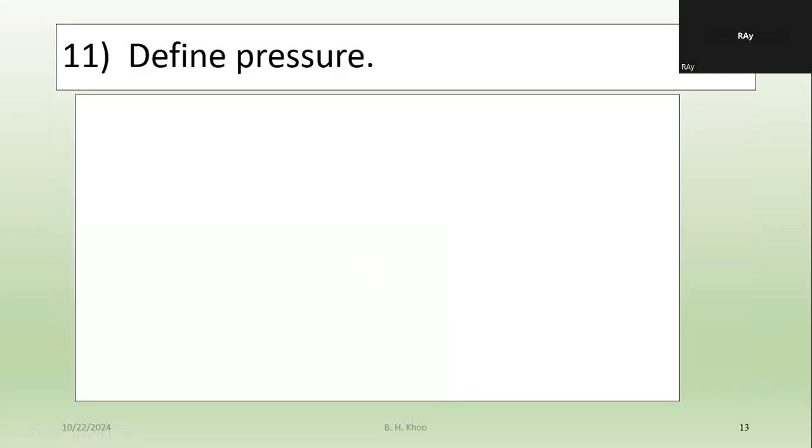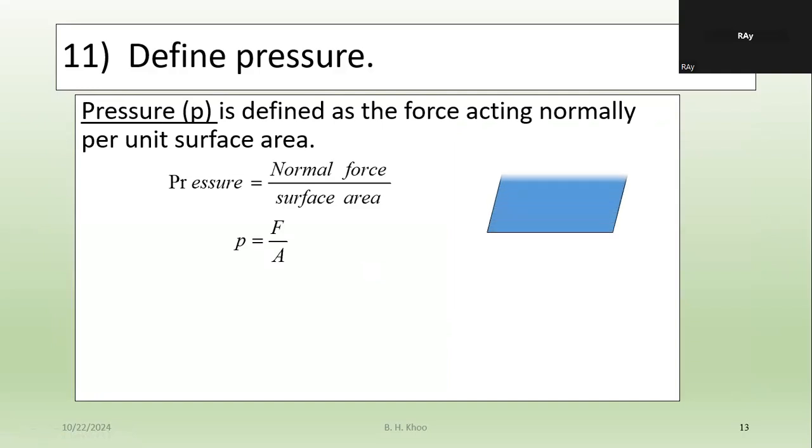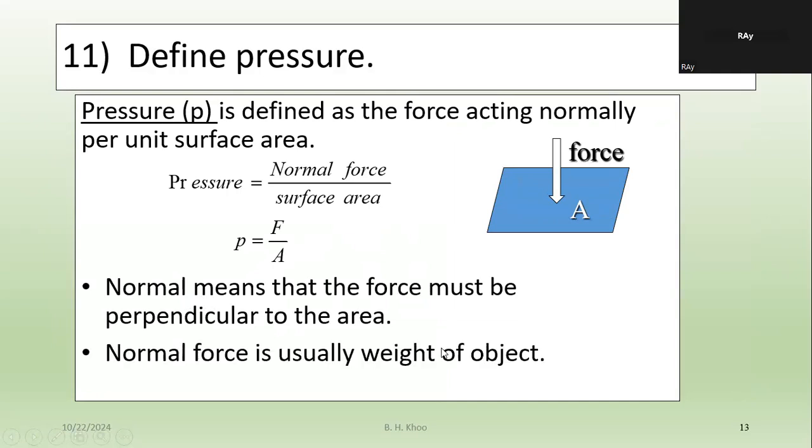Okay, we define pressure. Pressure is defined as a force acting normally per unit surface area. I can write in formula form, normal force over surface area. That's the area or the surface, and that's the normal force over area. Normal means the force must be perpendicular to the area. So normal force is usually the weight of the object.